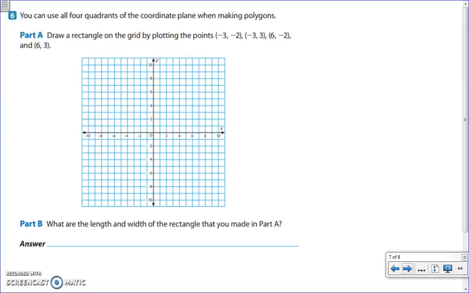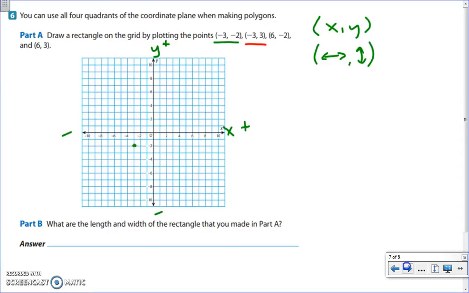So let's plot each of these points, and we'll talk about where our rectangle's at. Remember, when we plot points, we have x, comma, y. That means left and right first, up and down second. It's very important. So my x-axis and my y-axis, positive values, negative values. Okay, so let's go ahead and start with -3, -2. So -3 in the x direction, -2 in the y direction. That's the first point.